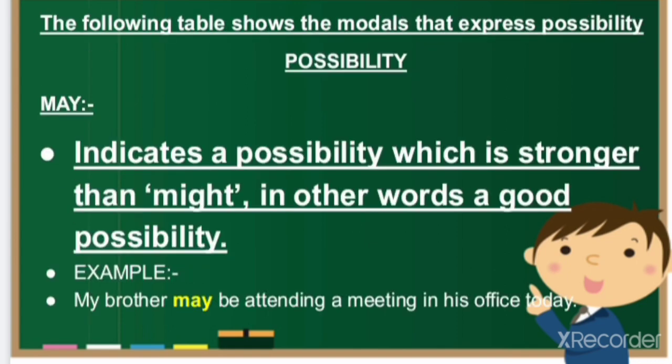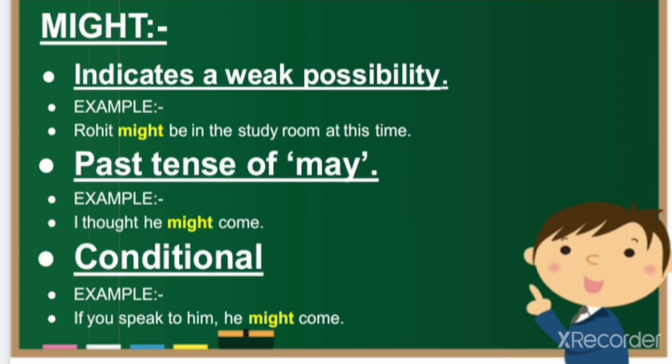Now the following table shows the modals that express possibility. May indicates a possibility which is stronger than might. In other words, a good possibility. Example, my brother may be attending a meeting in his office today. Might indicates a weak possibility. Example, Rohit might be in the study room at this time.